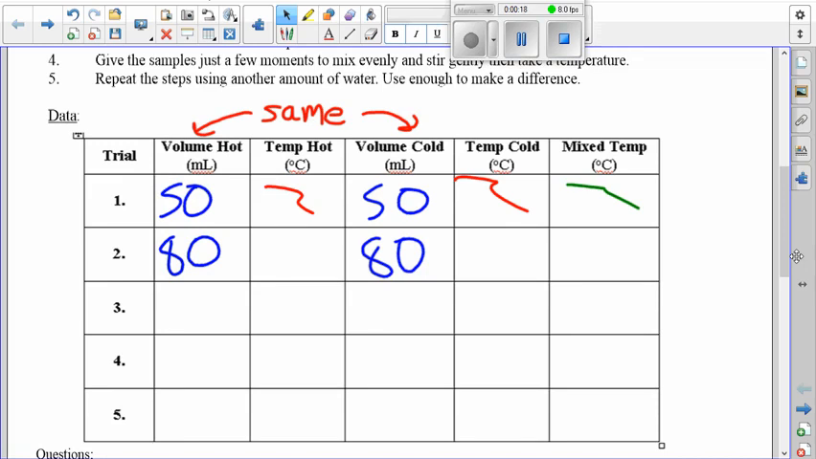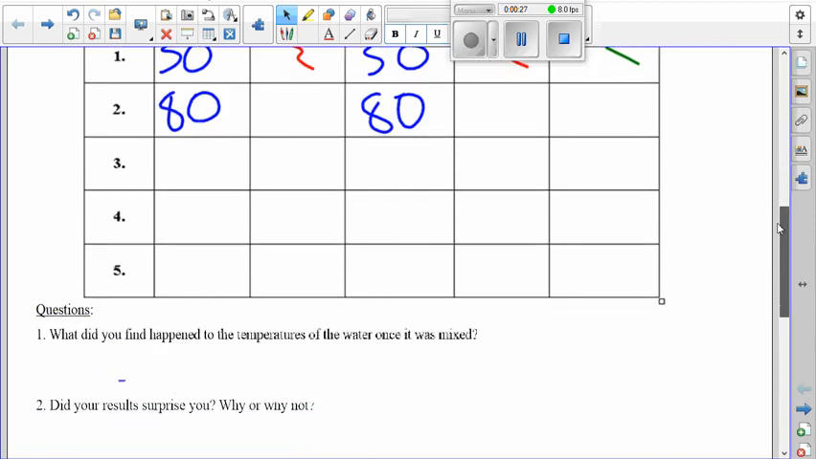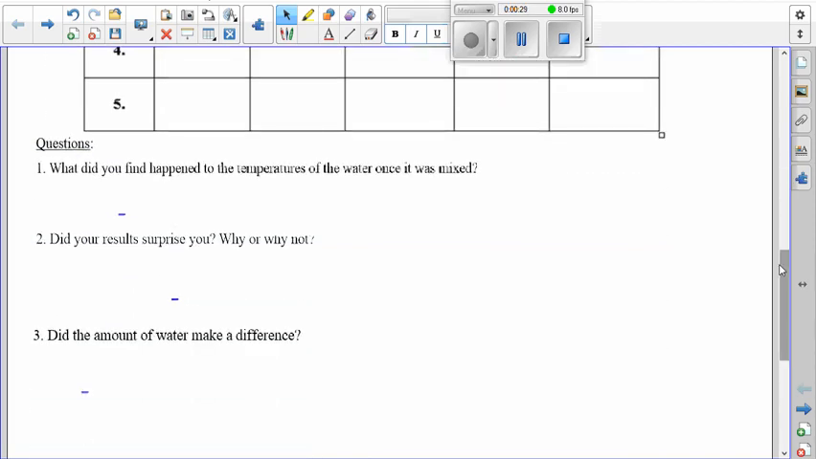So this first trial, we took 50 milliliters of hot. We took 50 milliliters of cold. We mixed them together, and we measured the temperature of the hot and the cold separately, but also the measure of the mixed. And so let's go through some of these questions. What happened to the temperatures when you mix the hot and the cold? What do they generally do in the mixed?